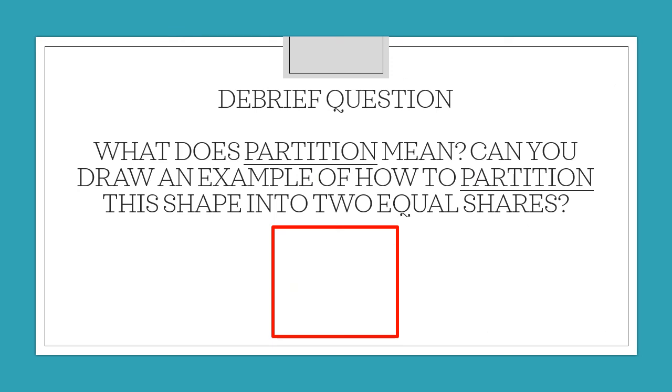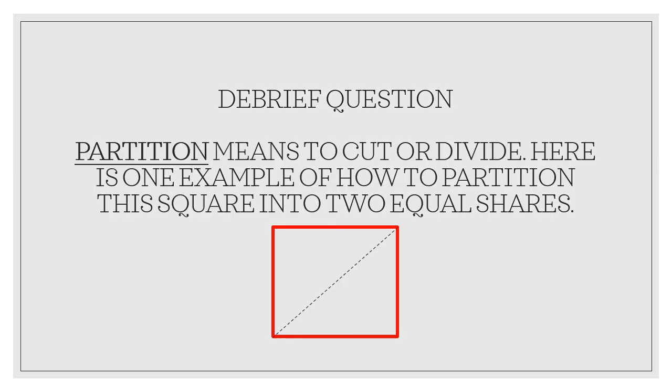What does partition mean? Can you draw an example of how to partition this square into 2 equal shares? Partition means to cut or divide. Here is one example of how to partition this square into 2 equal shares. So I did it diagonally.